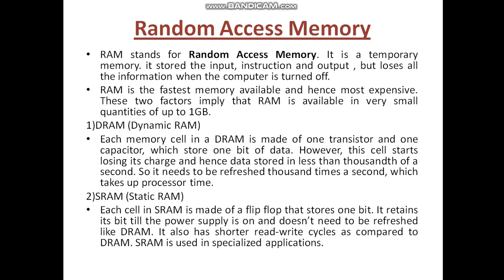Second is SRAM, which indicates static RAM. Each cell in an SRAM is made up of a flip-flop that stores 1 bit. It retains its bit as long as the power supply is on and doesn't need to be refreshed like a DRAM. We know that DRAM is refreshed 1000 times a second, which takes a lot of processor time, but SRAM has no refreshment. It also has a shorter read-write cycle as compared to DRAM. SRAM is used in specialized applications.